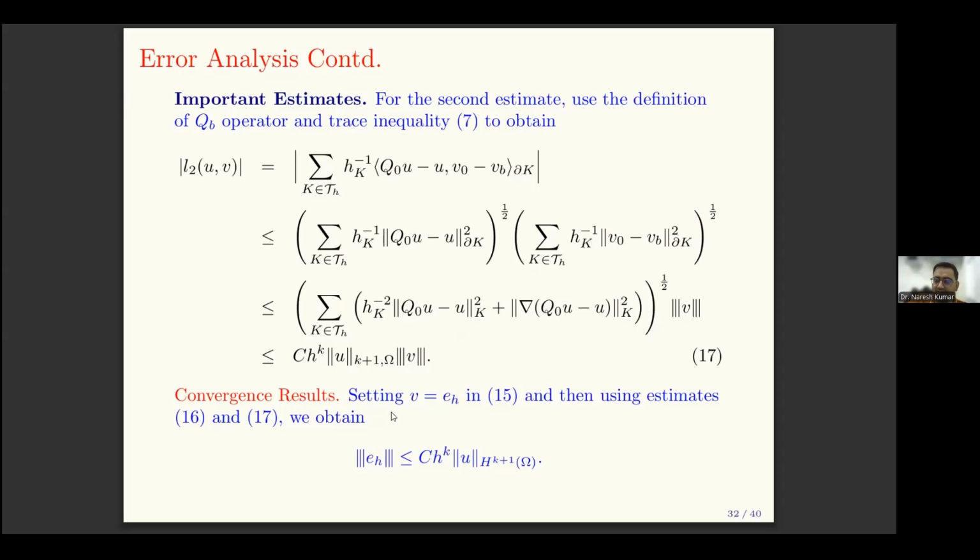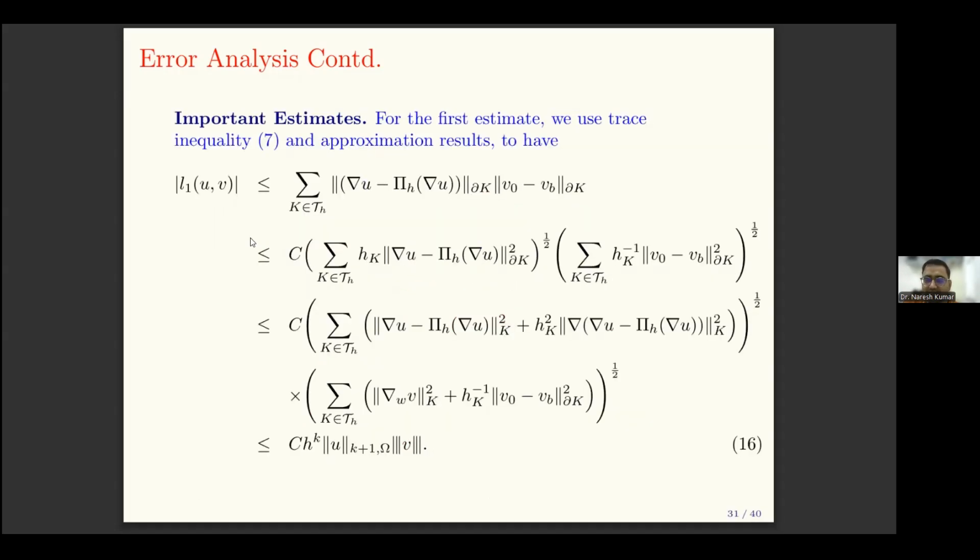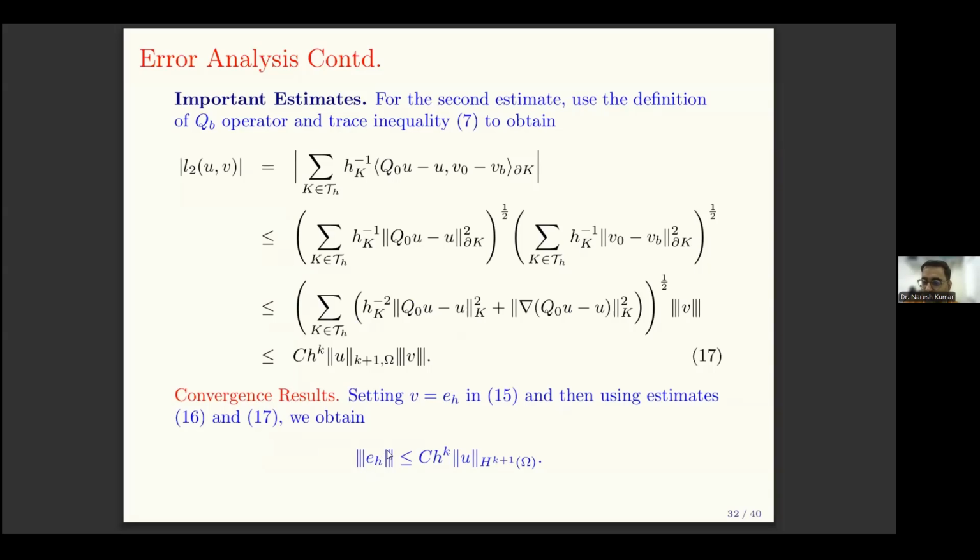Then for the convergence result, you can take v equal to e_h. If you take v equal to e_h, then (e_h, e_h) is what? It is the definition of the triple bar norm, so it's the triple bar norm of e_h squared, and here you take L1(u, e_h) and L2(u, e_h). So L1(u, e_h) is less than or equal to this one times the norm of e_h, and this one times the norm of e_h. So here e_h squared and here e_h, so you can cancel out. So the triple bar norm of e_h is less than or equal to C h^k times the norm of u in H^(k+1).